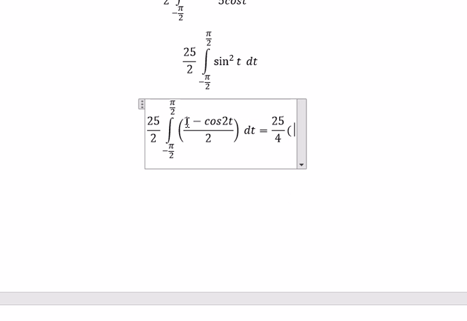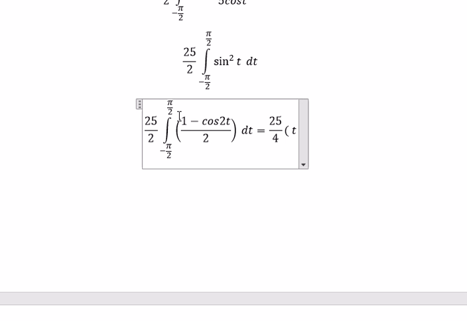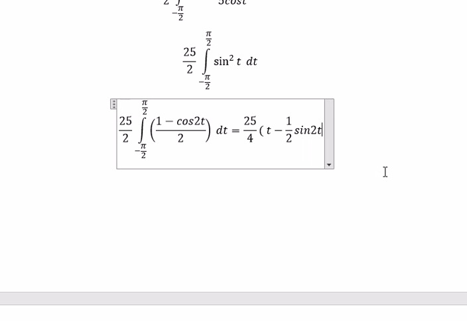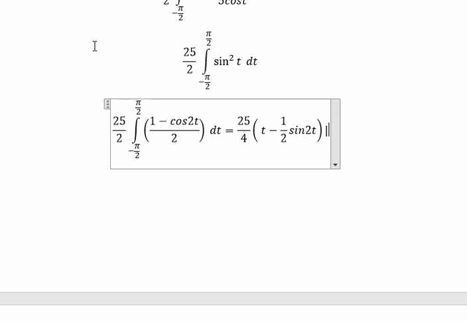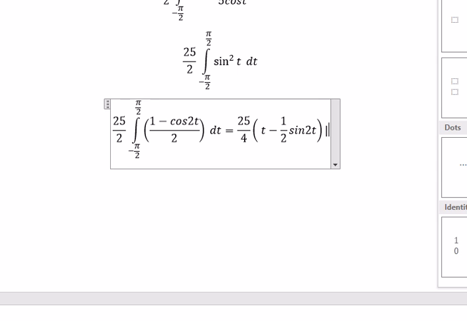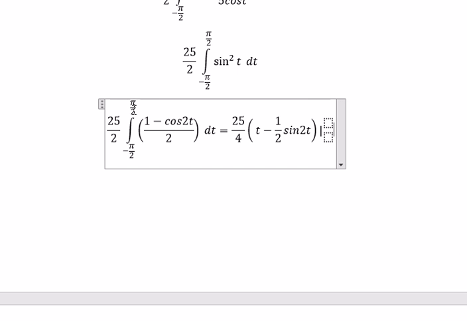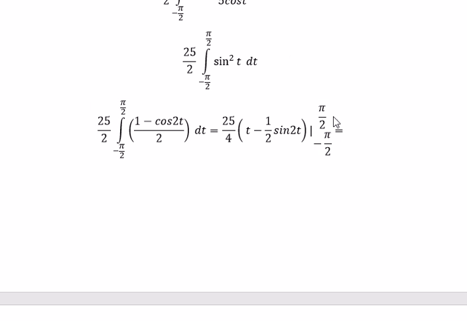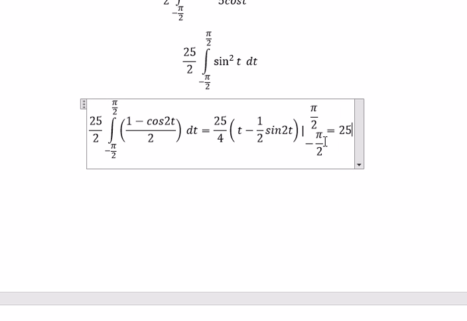The integral of number 1 gives t. The integral of negative cosine 2t gives negative 1 over 2 sine 2t. And we put the bounds in here. So you get 25 pi over 4.